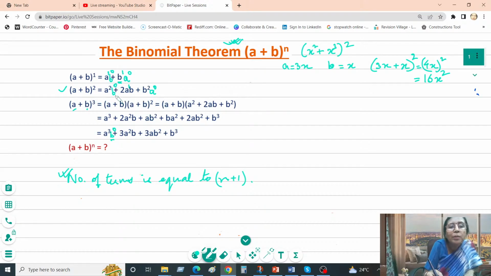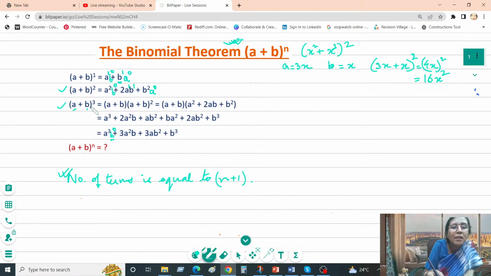What is happening to the b? b is starting with a 0 power, but its power is going on increasing in steps of 1. So the first term is having the power of b as 0, the second term is having the power of b as 1, the third term is having the power of b as 2.